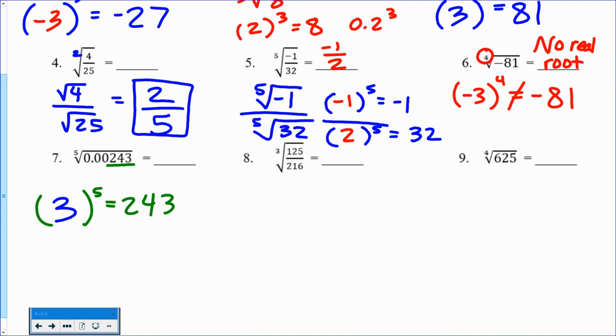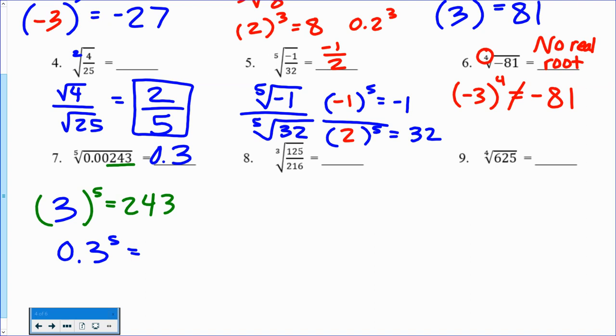You're taking something to the 5th power, okay? 1 to the 5th power will be too big, 2 to the 5th power, that's 32, not big enough. 3 to the 5th power, 243, that'll work. So I put 3. If you try 0.3 to the 5th power, that will give you 0.00243, sorry.